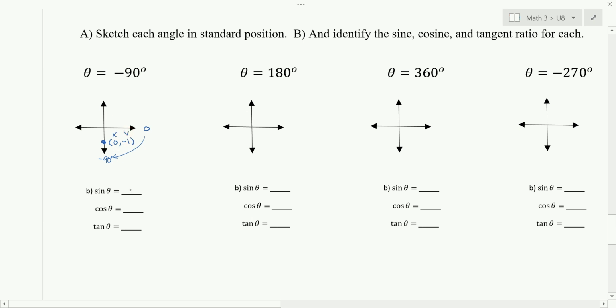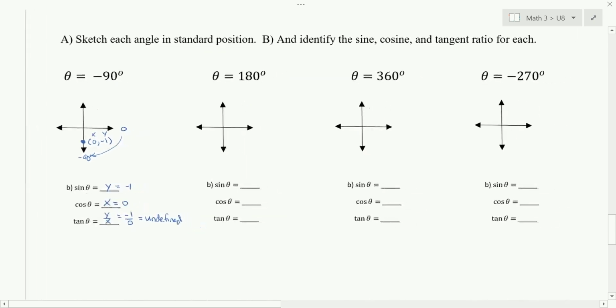And remember, sine is your y value. Cosine is your x value. Tangent is y over x. And then you just plug it in. Negative 1, 0, negative 1 over 0. And whenever 0 is in the denominator, you say it's undefined. Okay. I want you to try that for the next 3 problems. They work the same exact way.